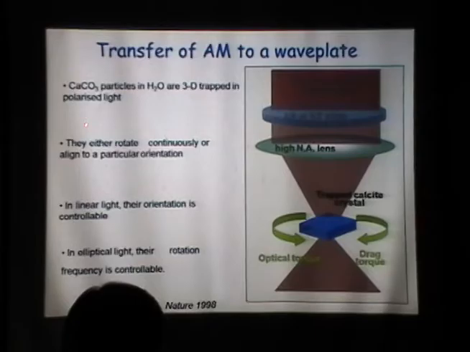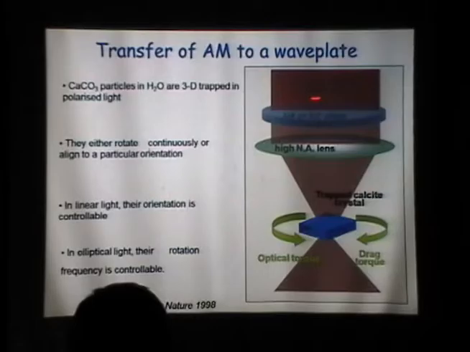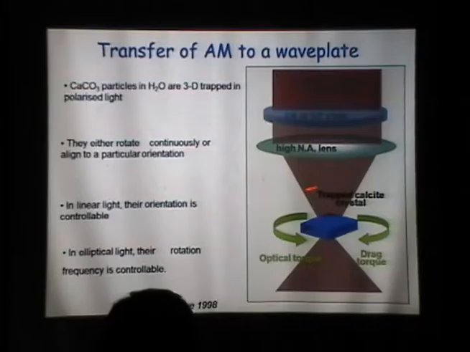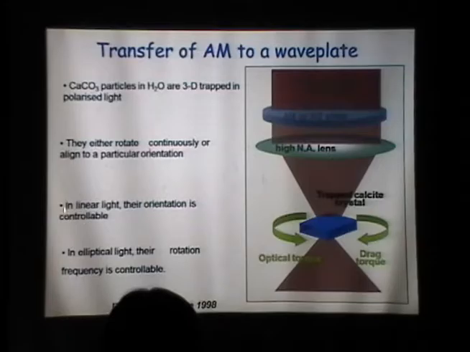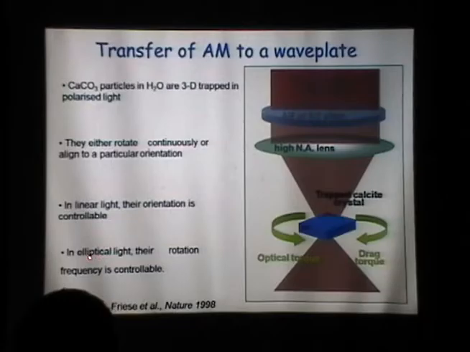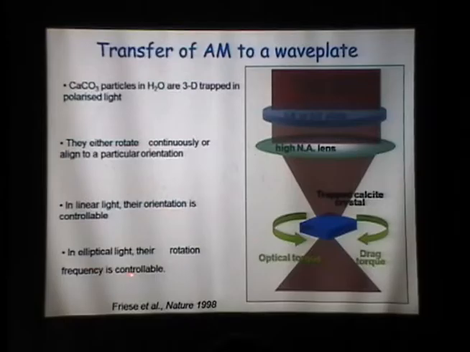So if I trap the particle, here is my plane polarized light. It goes through either a lambda over 2 plate or a lambda over 4 plate, and I have a high numerical aperture objective, which I need for my trapping. I either rotate the particle continuously or align it to a particular orientation. If I have linearly polarized light, the orientation is controllable because I have some sort of optical axis here, and the particle will follow the orientation of that. I can have elliptical light, and the rotation frequency is controllable.